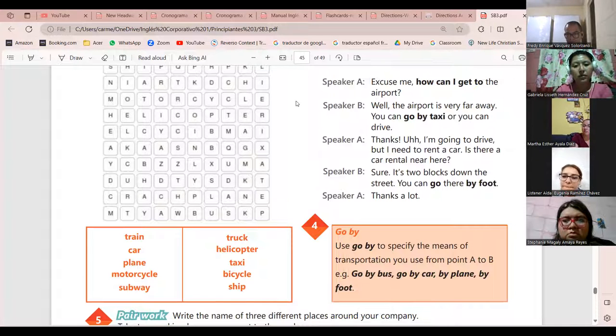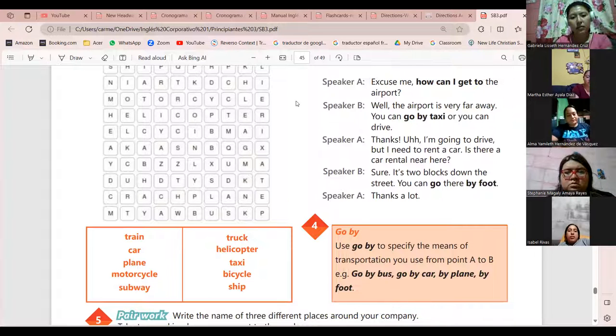Vaya, entonces sería well, Plaza Mundo is very far away. You can go by bus. Thanks. I'm going to take a bus. Which bus should I get? The 29E. Okay. But I don't know the routes over there. Maybe the 7C, 7A, I don't know.